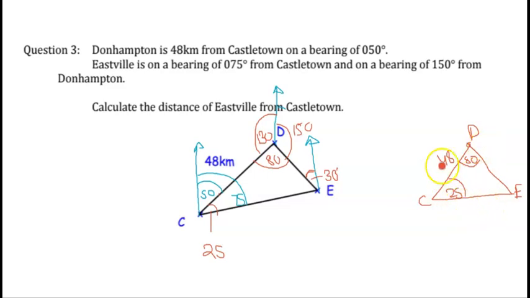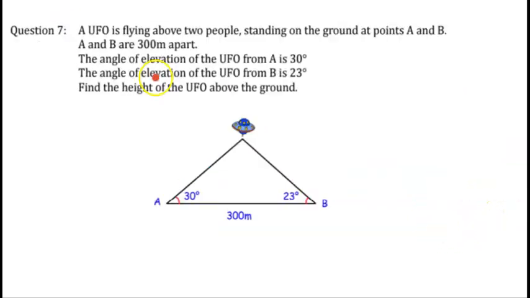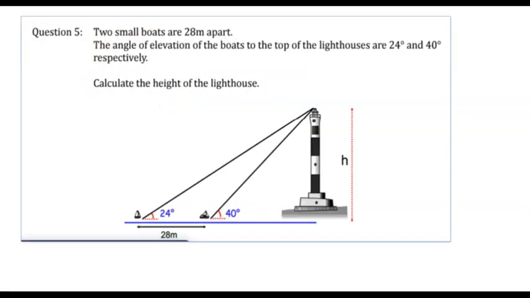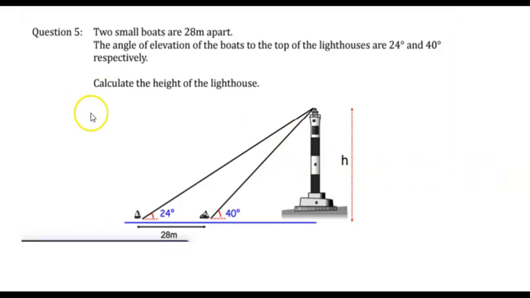Now you have this triangle. Now you can use the sine rule to find the missing sides. After you finish that one, try this question number 7, and you can also try this question as well.